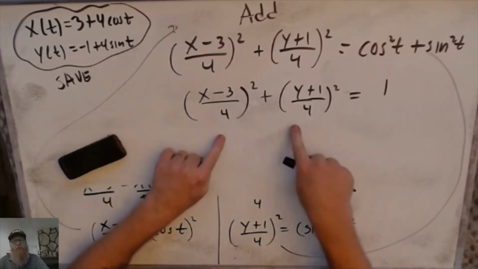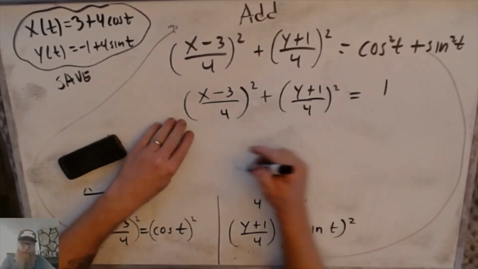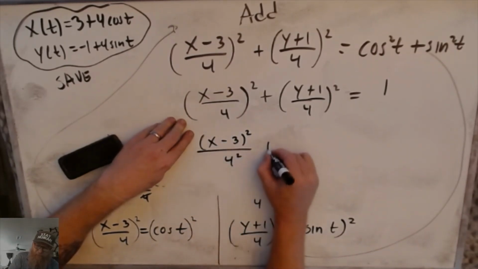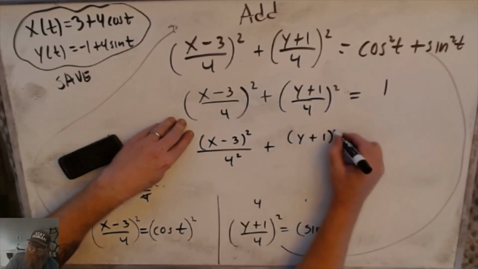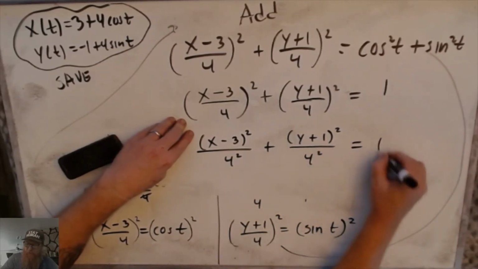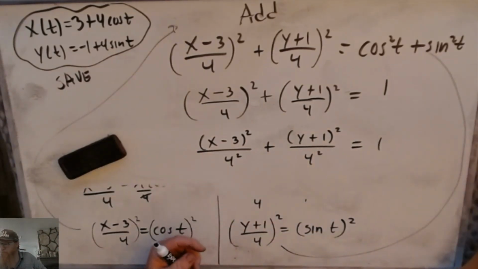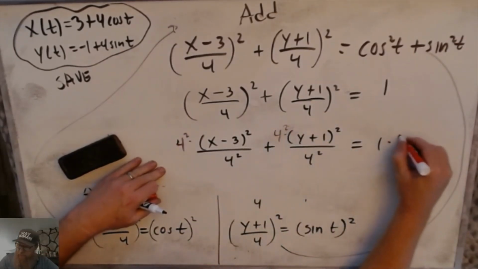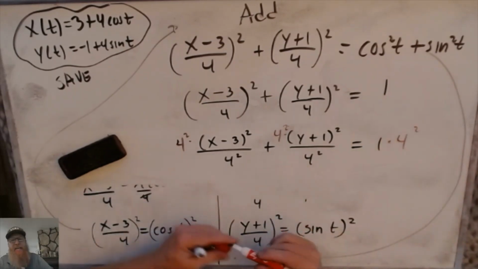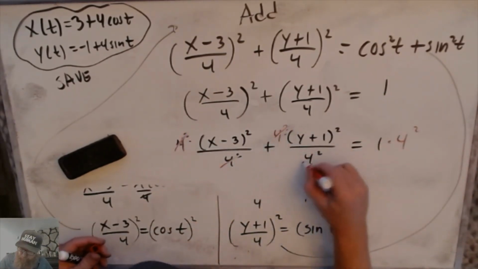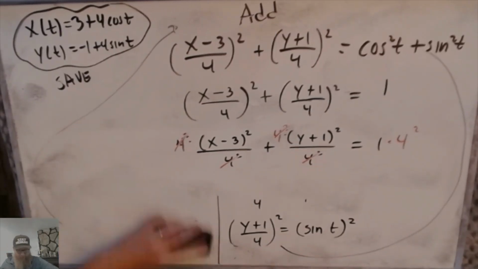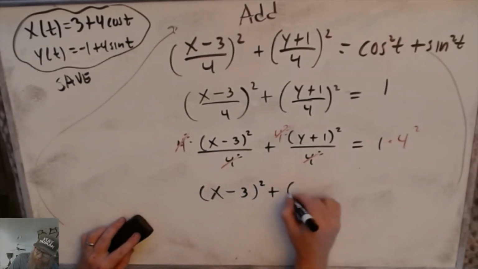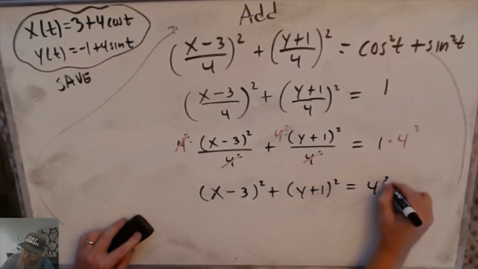Now, I don't want you to do too much simplifying here. I want you to do a little bit. So let's just do this, just to make it look a little bit nicer. And then we're going to multiply everybody by 4 squared. If you prefer, you can just write that as 16. It means the same thing. I personally like to leave it as 4 squared, and you'll see why in a minute. x minus 3 squared plus y plus 1 squared equals 4 squared.